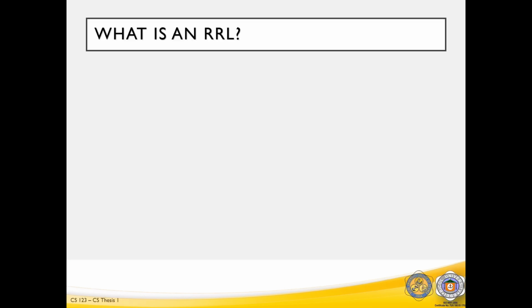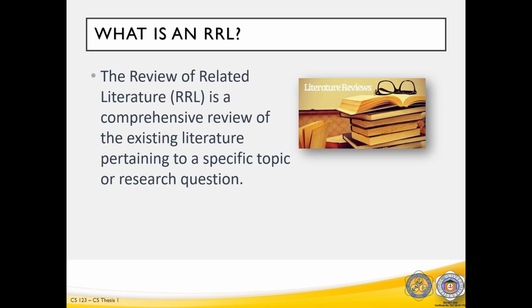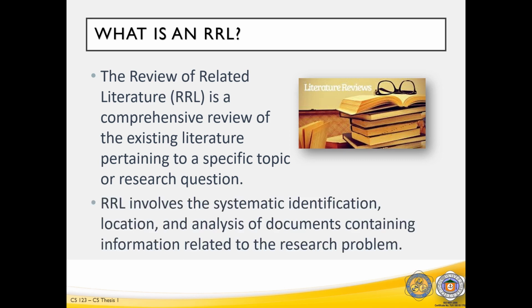We start by knowing what a review of related literature is. So RRL is a comprehensive review of the existing literature pertaining to a specific topic or research question. The idea is we create new ideas from existing research topics because these were studied also by previous researchers. So what we need to do is to continue exploring that particular topic. It involves the systematic identification, location, and analysis of documents pertaining to information related to the research problem.